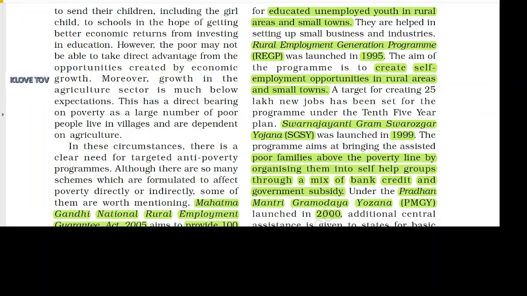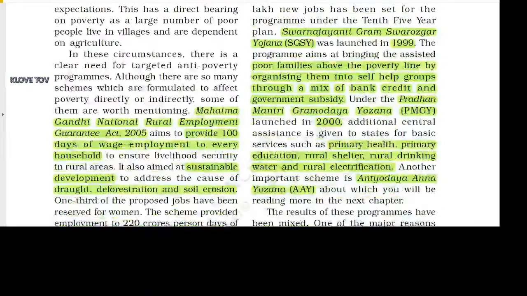Moreover, growth in the agriculture sector is much below expectations. This has a direct bearing on poverty as a large number of poor people live in villages and are dependent on agriculture. In these circumstances, there is a clear need for targeted anti-poverty programs. Although there are so many schemes which are formulated to affect poverty directly or indirectly, some of them are worth mentioning.